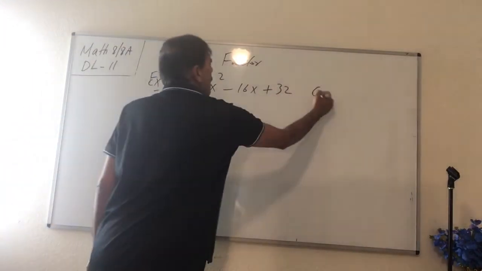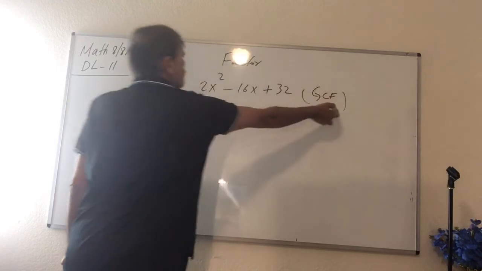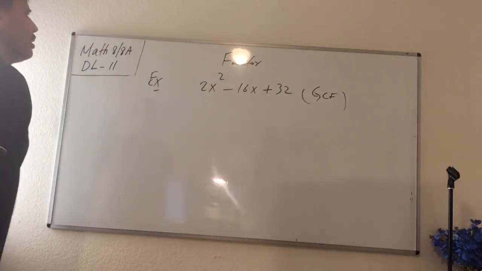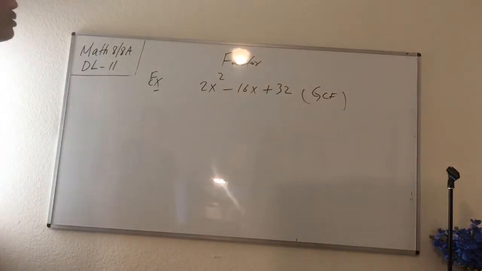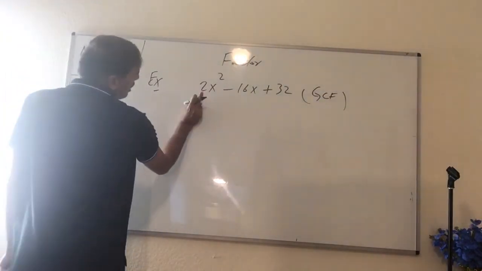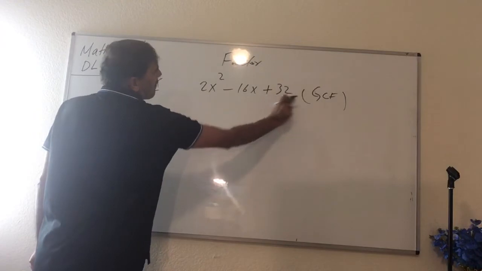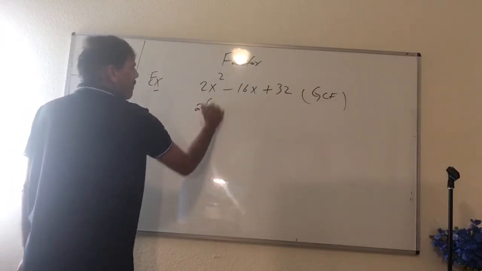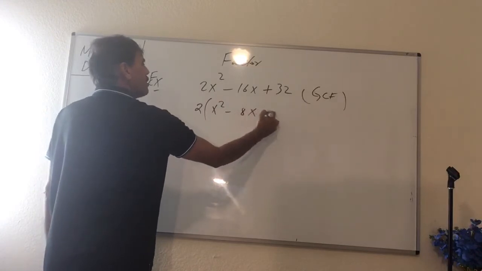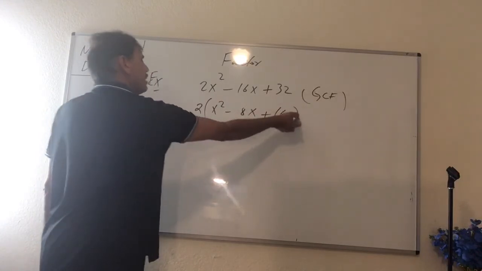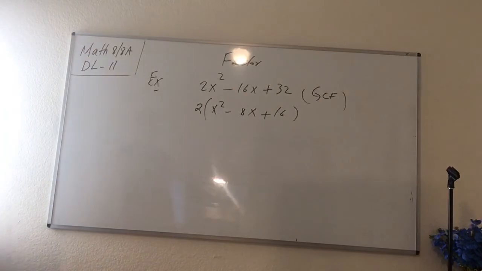So remember, anytime you factor, the GCF is always first if it's possible. X you cannot touch. It is a second degree trinomial in descending order. But if you look carefully, everything you can divide by 2. So 2 is the greatest common factor. So then everything divided by 2 gives us x squared minus 8x plus 16. Okay, so that is the first step.